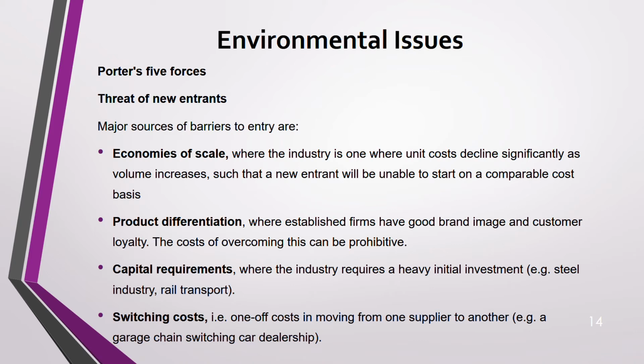It's a one-off cost means what? It happens once only. It's not a recurring cost. When you're moving from one supply to another, for example, a garage chain switching to a car dealership, it's a one-off cost. But if the cost is very high, then new entrants may not be able to cover this cost. So if this is there, it's a barrier. They cannot enter easily. You see, so these are switching costs.